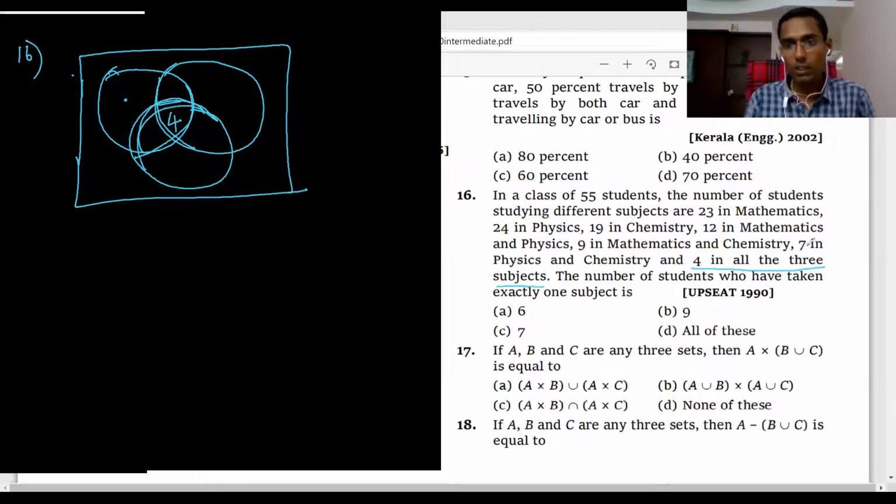So now what is given? 7 in physics and chemistry. So now let's take this is math, this is physics, and this is chemistry. Physics and chemistry means this total is 7. But this 4 is already here. That means 4 plus 3 is 7. So this total is 7, but 4 is here, which means 3 are here. So you should understand like that.